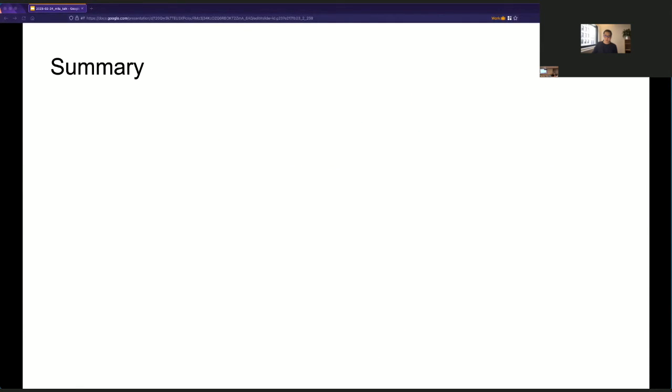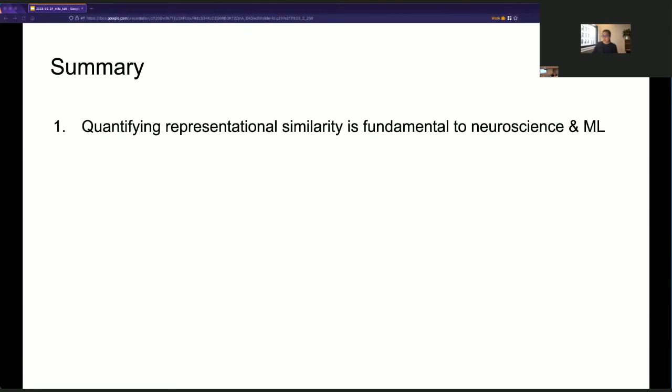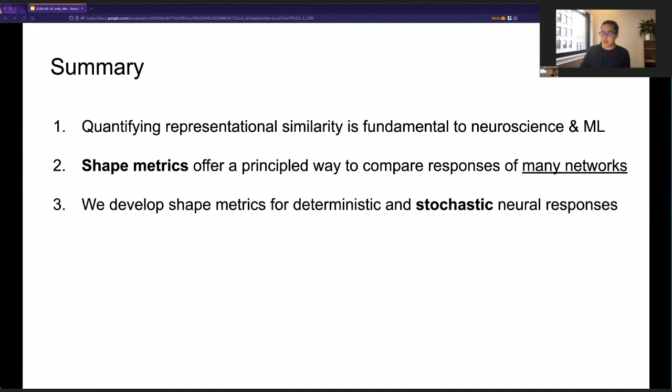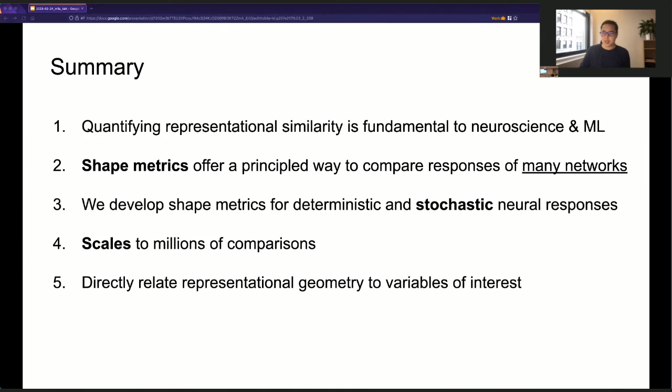So to summarize, quantifying representational similarity is a fundamental task in neuroscience and machine learning. Shape metrics offer a principled way to compare responses between many networks simultaneously. We develop here shape metrics for deterministic and stochastic neural responses. I've shown you that this can scale to millions of comparisons. And this allows us to directly relate differences in representational geometry to variables of interest.